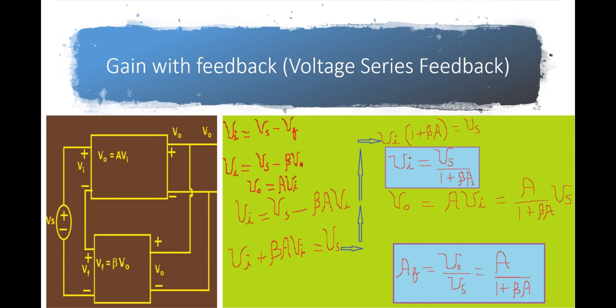So let's remind ourselves. In this case Vs is X, Vi is E, and V naught is Y. So the gain with feedback, which is Y over X, will be equal to V naught over Vs, and that will be A divided by 1 plus beta A. Hence we have proved that it is indeed behaving like a system with feedback loop, and the gain with feedback is simply A divided by 1 plus beta A, which is the standard equation for closed loop gain of systems with feedback.